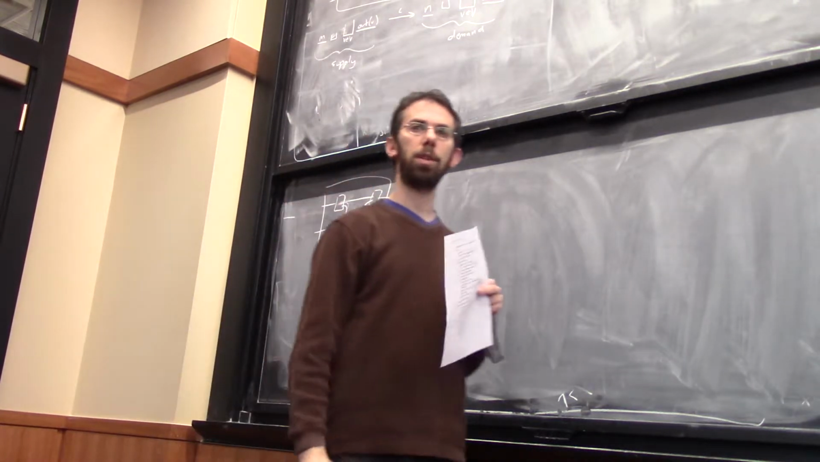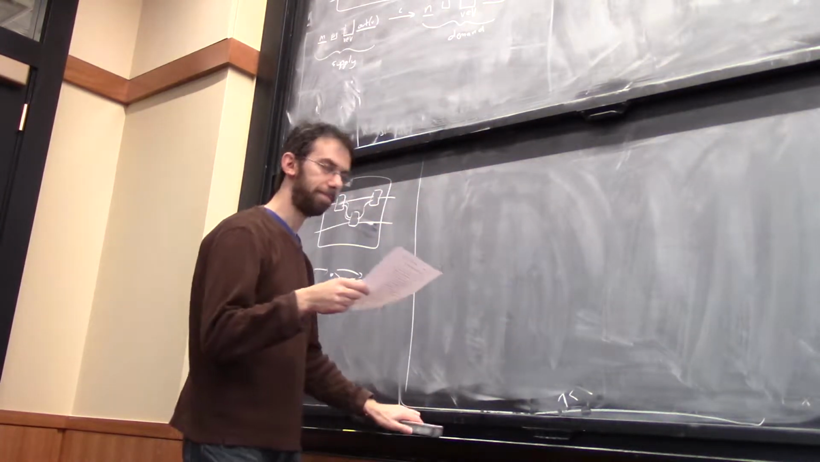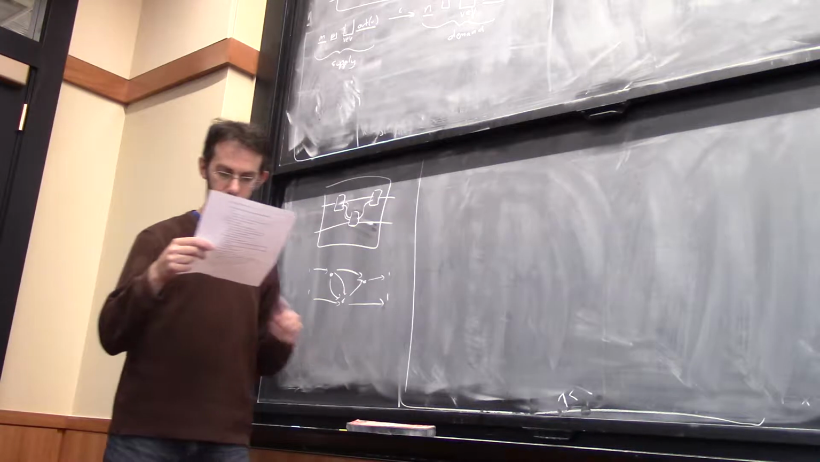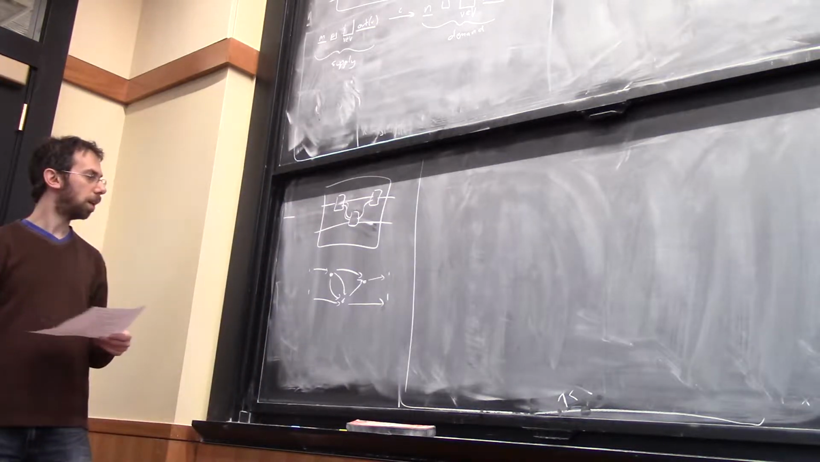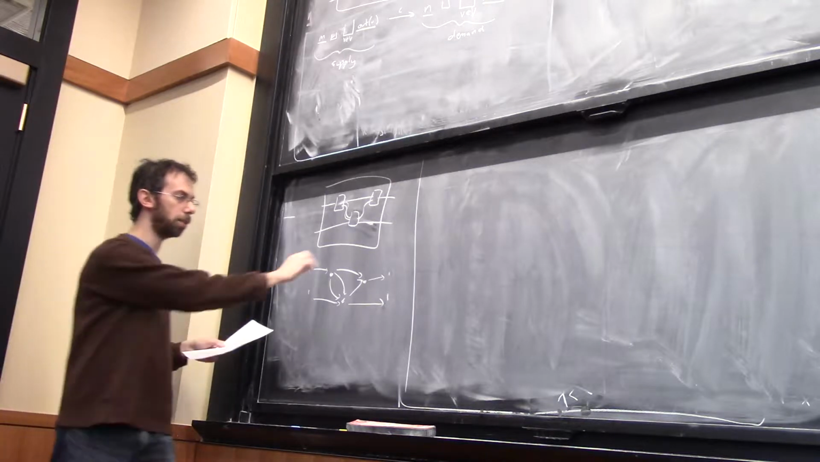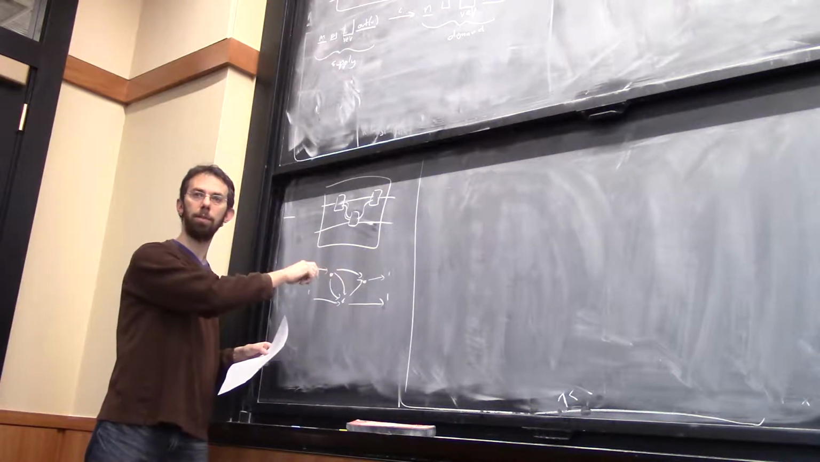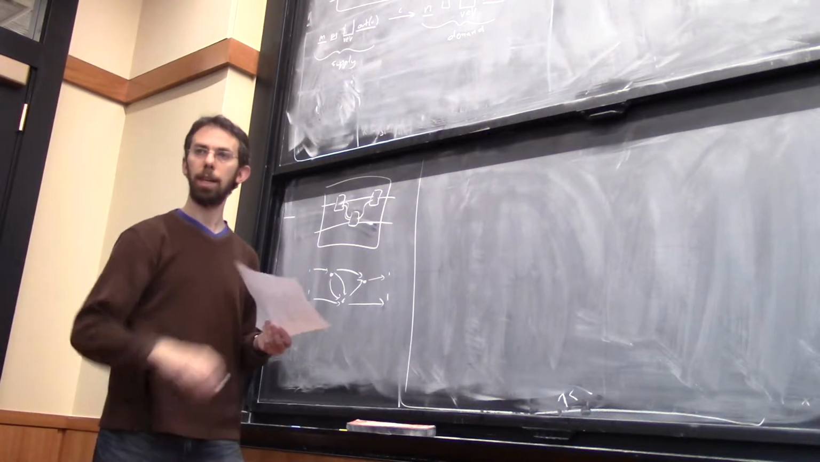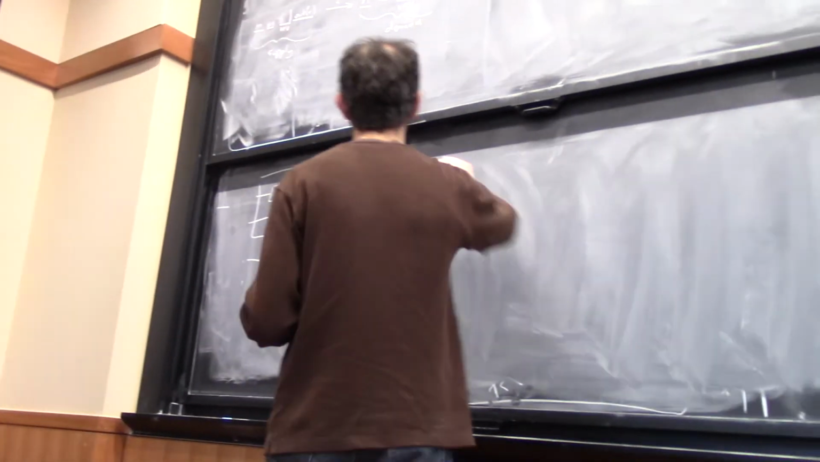Did someone else have a question? Okay. Just a clarification. So acyclic just means that the reduced graph is acyclic. Yeah, that's right. So there are no cycles here. I can't get from a point back to itself.